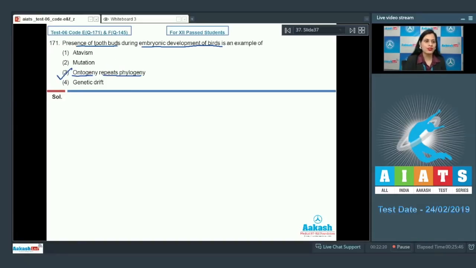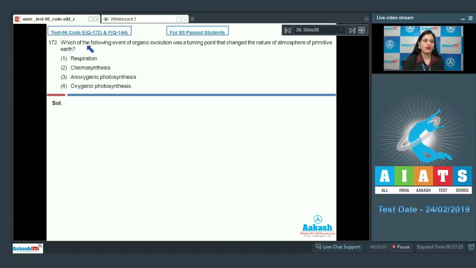Let's discuss rest of the options. The very first option given is atavism, and this is an incorrect option because atavism is defined as sudden appearance of ancestral characters after many generations. The next option is mutation, and this is an incorrect option because sudden change in genetic material is known as mutation. And the last option is genetic drift, and this is also an incorrect option because genetic drift is defined as sudden migration of organisms leading to change in allelic frequency. So the correct answer to this question is option number 3. Let's discuss our next question.